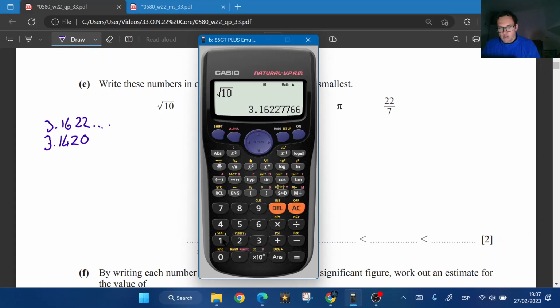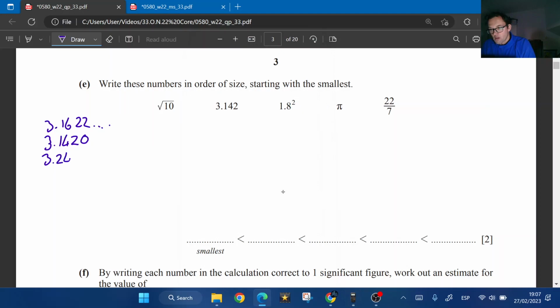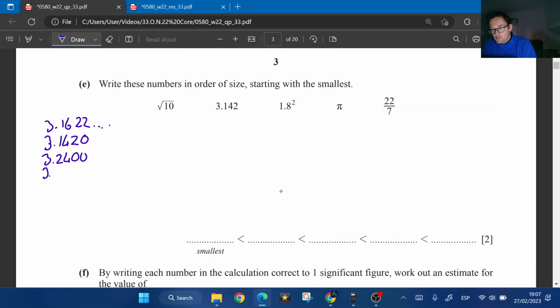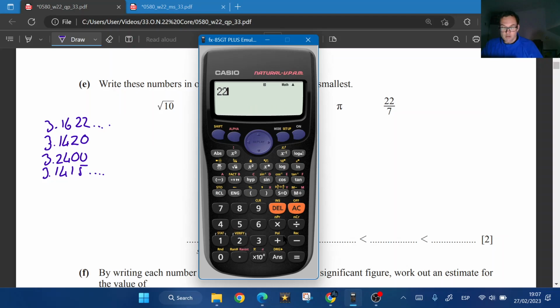Okay, next one, 1.8 squared, 3.24. Again, you can add some zeros to make them look the same. Pi, we know that one, 3.14. Have you memorized it? You don't have to calculate it, we'll tell you. 3.1415, etc. And the last one, 22 over 7. 22 divided by 7, 3.1428.